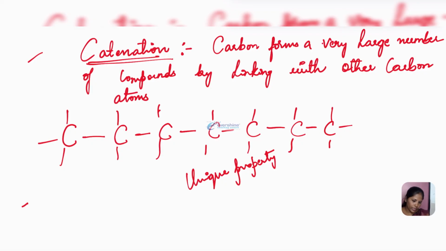What do you mean by catenation? Carbon has a special property to link with other carbon atoms to form a very long chain. This special property of carbon to form a long chain is called catenation. You can see carbon, carbon, carbon. It goes on linking with other carbon atoms and forms a long chain. Like this, so many carbon atoms can link together. This unique property of carbon is called catenation.